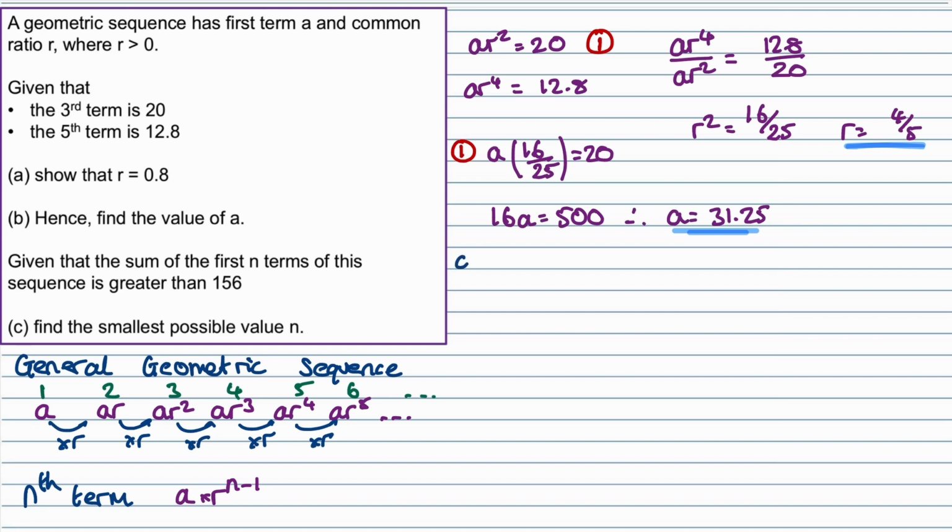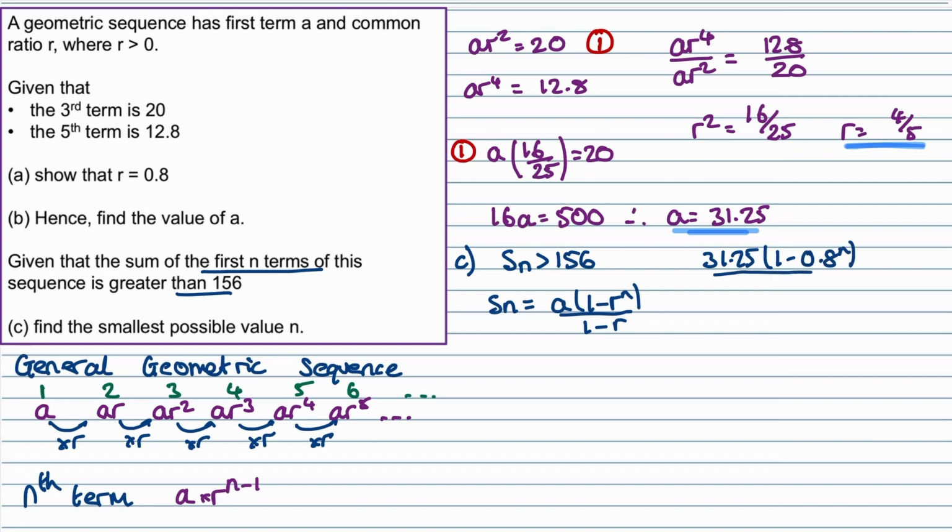Okay, so welcome back. For part C, we're told that the sum of the first n terms is greater than 156. So Sn is greater than 156. And we know that Sn is A multiplied by 1 minus r to the n over 1 minus r. If you're not sure where this comes from, I'll leave a link in the description below. Now, if we substitute in the value of A and the value of r, then 31.25 multiplied by 1 minus 0.8 to the n over 1 minus r, which is 0.2, this must be greater than the 156.